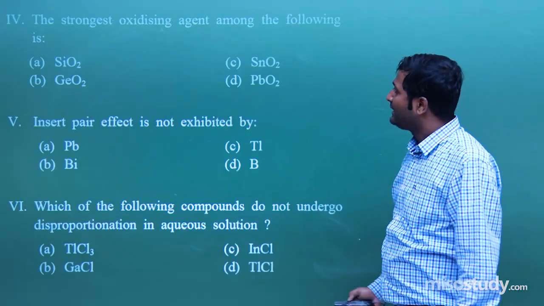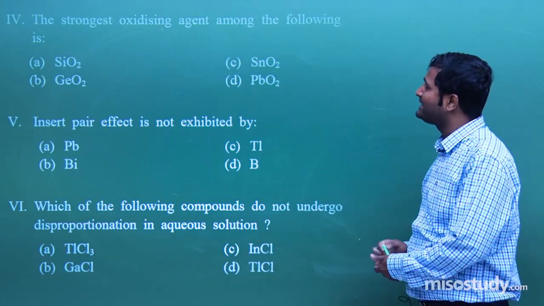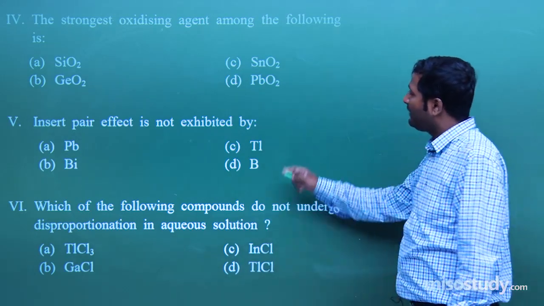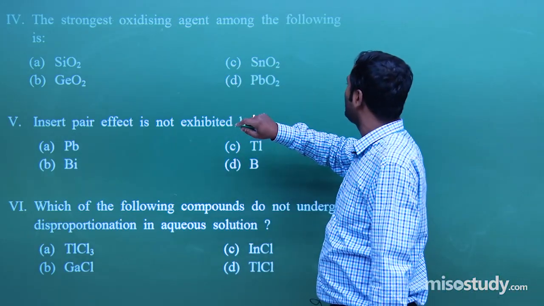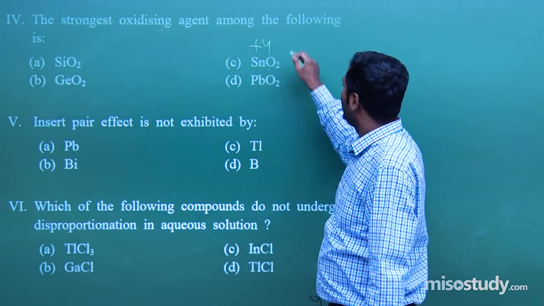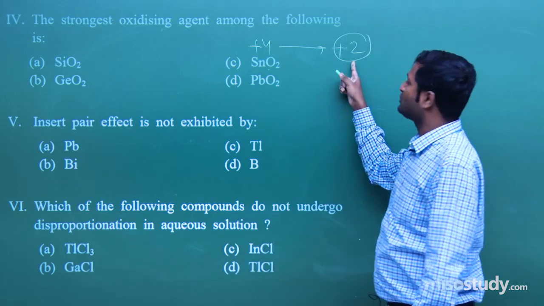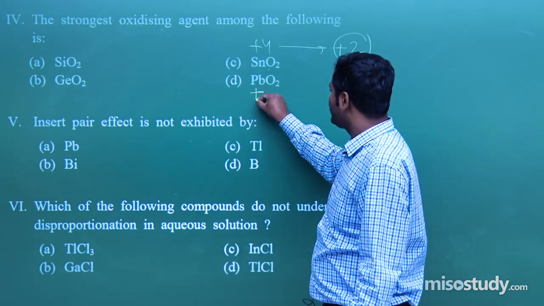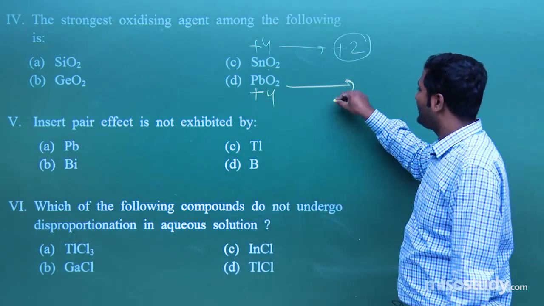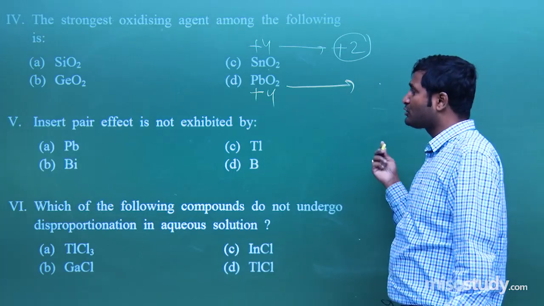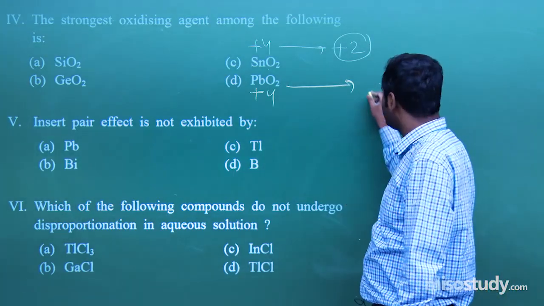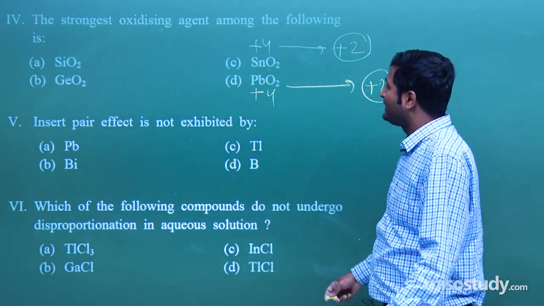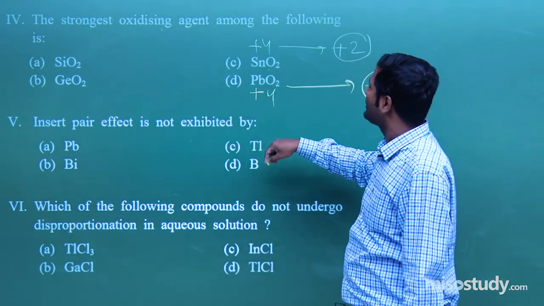Check out what I am telling. Question number 4: the strongest oxidizing agent. What is an oxidizing agent? It will decrease in oxidation state. Now if I talk about SnO2, here is the +4 oxidation state. It will not be reduced, because the +2 oxidation state is less stable than +4 in the case of Sn. If I talk about Pb, it is in the +4 oxidation state and it will move towards the most stable oxidation state, which is +2. If there is a decrement in oxidation state, then we can say it will act as an oxidizing agent.